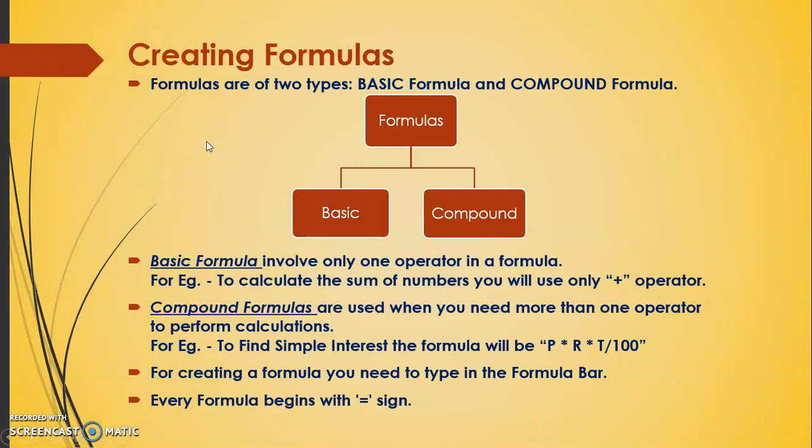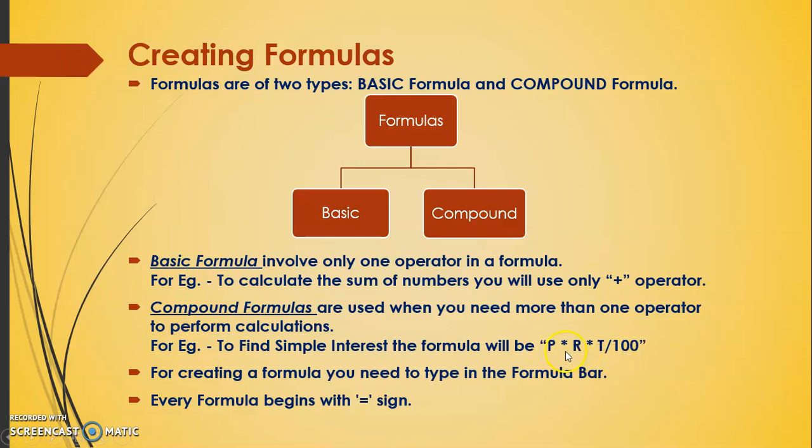Next comes the types of formulas. Now students, there are two types of formulas, basic formulas and compound formulas. What is basic formula? This formula involve only one operator. Only one operator मतलब सिर्फ एक ही operator को involve करते हैं. And compound formulas are those formulas which involve more than one operator or which needs more than one operator to perform some calculation. We will take example like if you want to calculate the sum of numbers, you will simply use the plus operator. But if you want to find or calculate simple interest, whose formula is P into R into T divide by 100, which means principal multiply by rate multiply by time divide by 100.